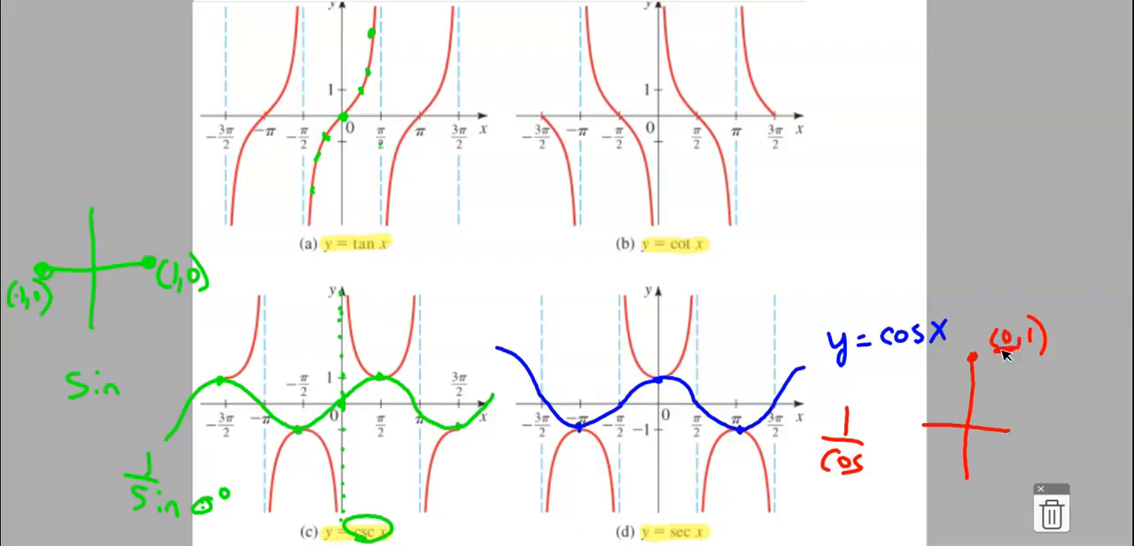At pi over 2, you have a vertical asymptote because it's undefined right here. Cosine is 0 right there. Cosine of pi over 2 is 0, and you can't have 1 over 0. So that's why you have a vertical asymptote. You have to notice where your vertical asymptotes are, and then you can easily graph those other functions.